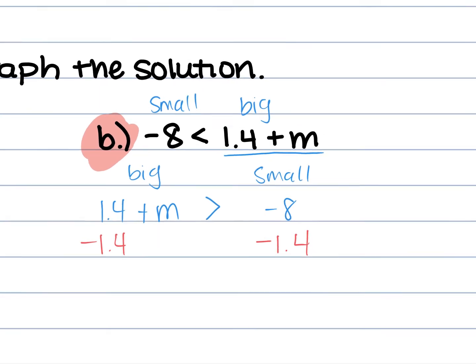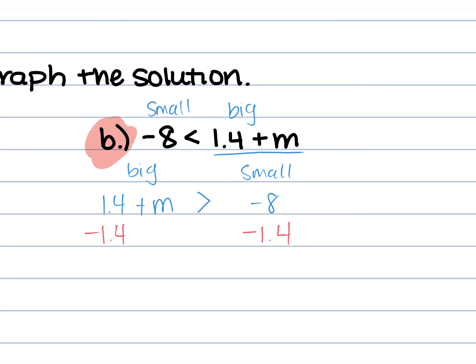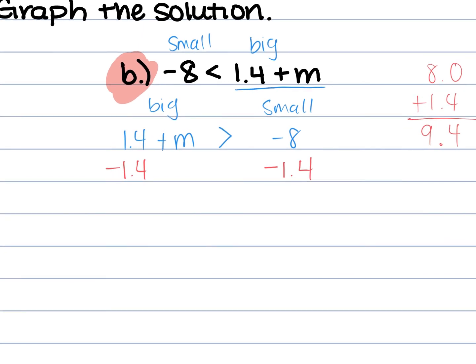Now, -8 minus 1.4. What do I do there? Alicia? Good, so I'm going to do 8 plus 1.4. Remember, 8 is the same as 8.0. 0 plus 4 gives me? 8 plus 1? Where does my decimal go? In between them. So I'm going to get 9.4. M needs to be bigger than 9.4.